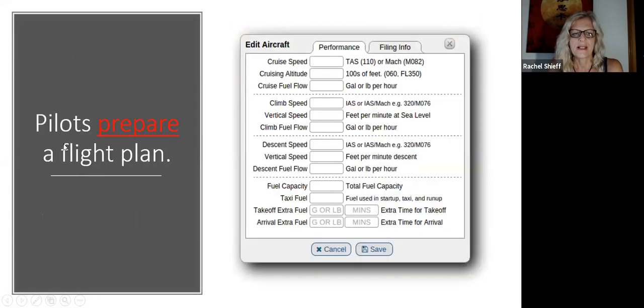Right, for this sentence, pilots prepare a flight plan. Okay, pilots prepare a flight plan. Pilots is plural, so they prepare a flight plan.